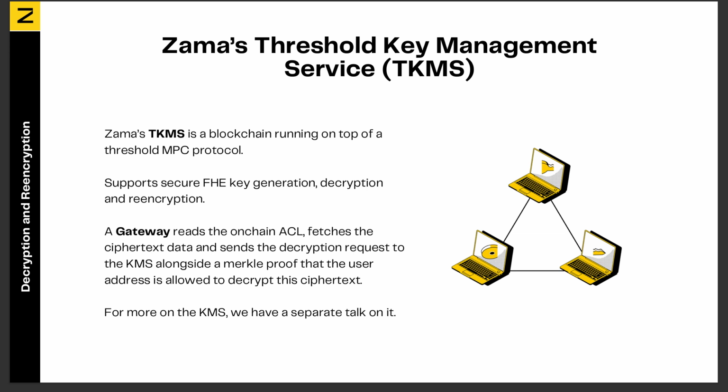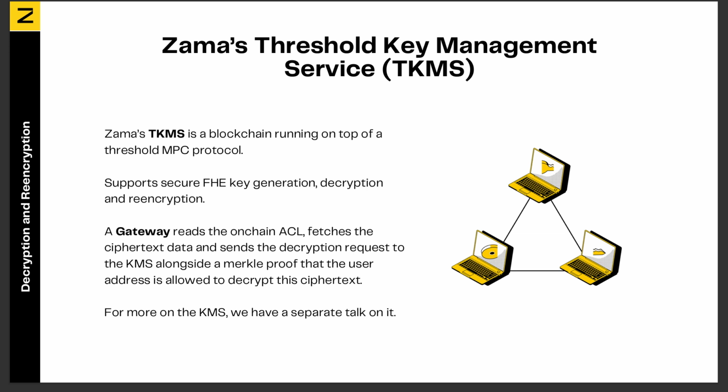So on the fhEVM, data is encrypted under a FHE public key. But the secret key, obviously, we don't want to give it to some single party, because this party can decrypt all the data. It can do it offline, and basically there's nothing we can do about that. So our solution is to introduce the threshold key management service, or KMS for short. And what this thing basically does is we split the FHE secret key into multiple shares.